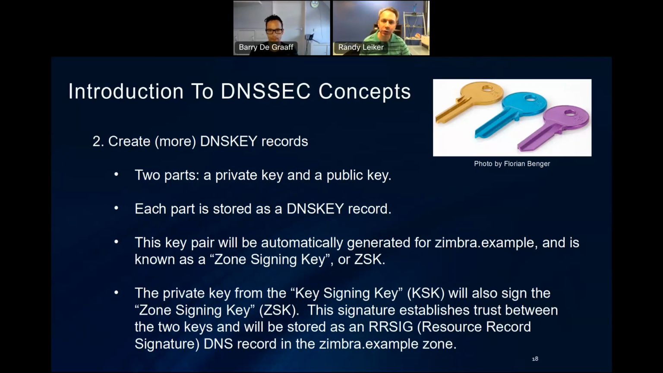We also need this new zone signing key for Zimbra.example to be signed by our key signing key so as to establish trust between the two keys. Now this signature is going to be stored in another new record called an RRSIG, or resource record signature, as part of the Zimbra.example zone. And you can think of the RRSIG record like a tenant in an apartment building trusting their landlord to use the landlord's key to enter for, say, performing maintenance.